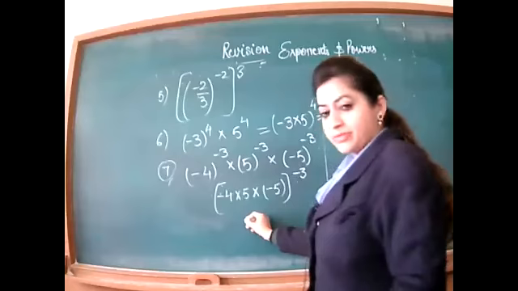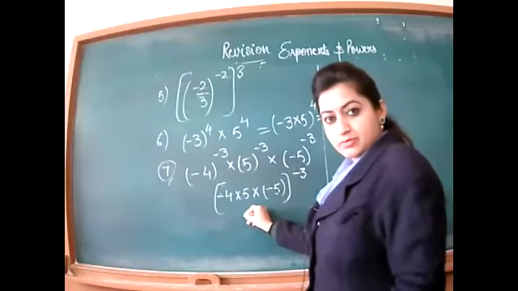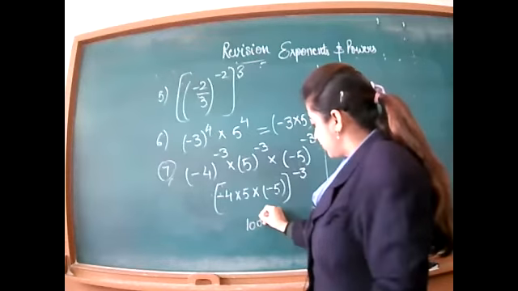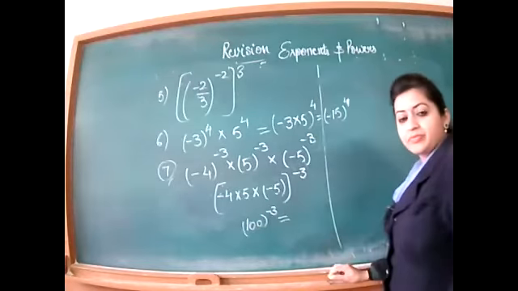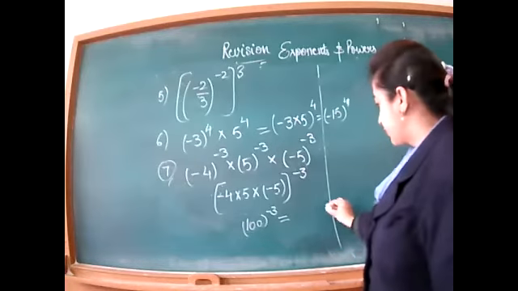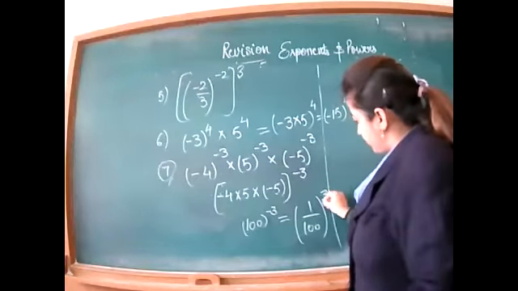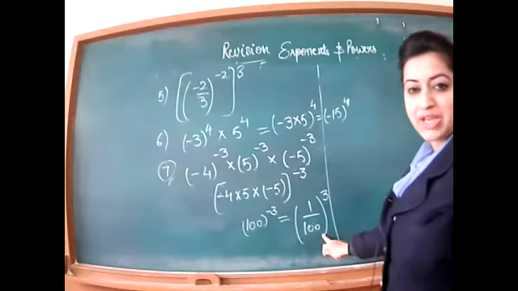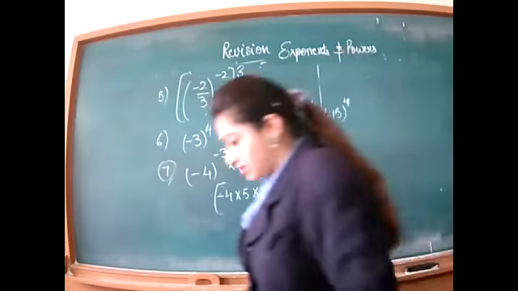Yes. Minus, ma'am, 9 then plus. Ma'am, then we will multiply and this will be 100 raised to power -3. Yes. Ma'am, then we will write 1 by 100 raised to power 3. Yes. If the question is of simplification, you will multiply it 3 times. Otherwise, you will leave it as it is. Okay.